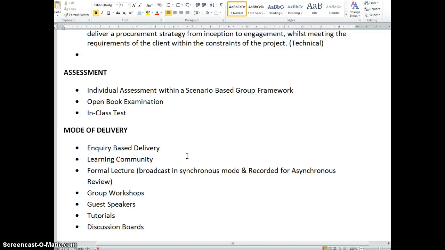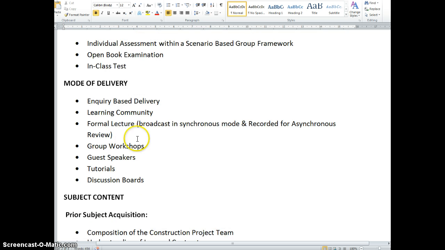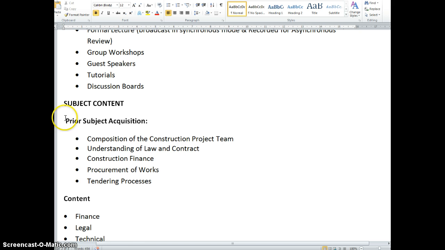I like the idea of group workshops, because then it also reinforces this idea of the learning community. I mean, this synchronous and asynchronous mode also keeps the learning community developing. Guest speakers, tutorials, discussion boards. I could even put in site visits. And then what I've got here is subject content, and then I've got prior subject acquisition. What I expect them to come in with before we start.